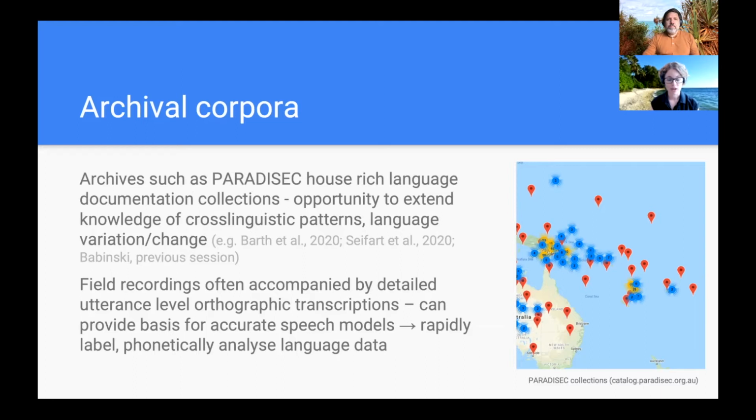But there are, of course, archives such as PARADISEC, which house rich language documentation collections. And these really offer us an opportunity to extend knowledge of cross-linguistic patterns, as well as have closer examination of language internal patterns of variation and change. Field recordings housed in archives are typically accompanied by detailed utterance-level orthographic transcriptions, especially more contemporary collections. And these can provide the basis for accurate speech models, which can then be used to rapidly label and phonetically analyze language data. And on the right there, you can see a map showing PARADISEC's holdings in the Pacific region, or part of.